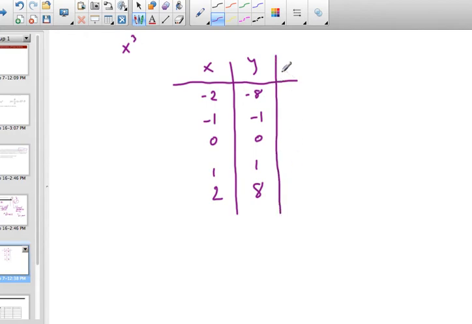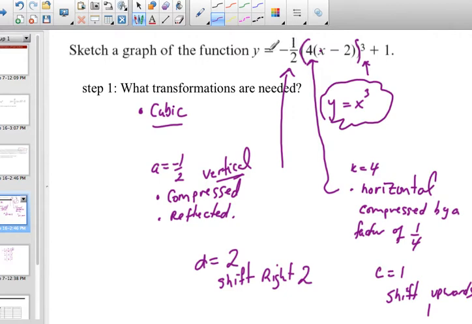So what we do is we add a column, and since the a value is negative a half, we multiply by negative a half. We will always multiply by the a value. So when I multiply these by negative a half, I get positive 4. I get a half. I get 0. I get negative a half, and I get negative 4. Okay. So that takes care of doing the stretch and the reflection. Notice I've got the reverse of the signs. Okay, so I've taken care of my a value and how it changes my graph.